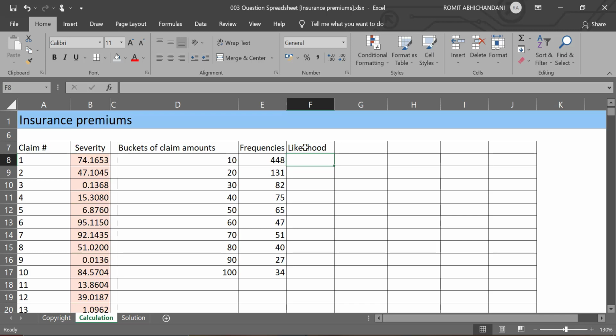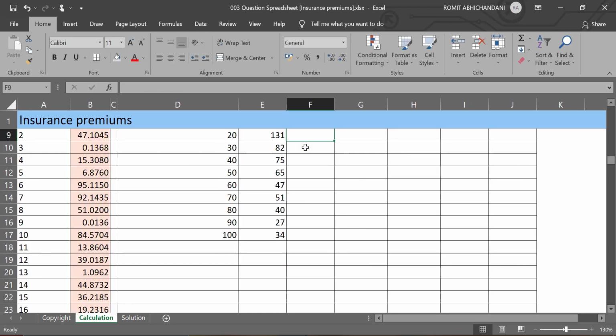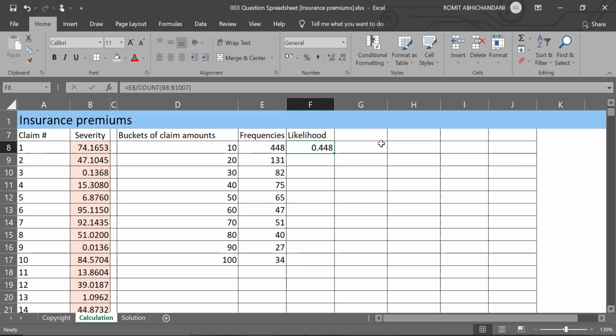And that's just the probability of a claim occurring of an amount 0 to 10, 10 to 20, 20 to 30, and so forth, right? So that will just be the frequency divided by the total number of claims, right? So what is the total number of claims? It is just the number of claims that we had here, which is I think 1000, and that's why it's coming out to be 0.448, right? And it's going to be the same for all of them. So let me just use F4 on this and F4 on this.